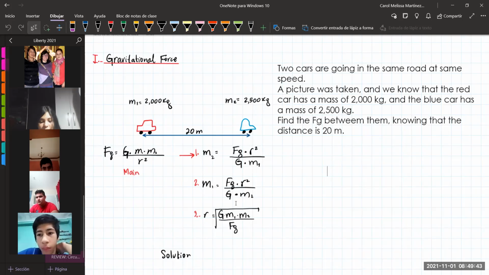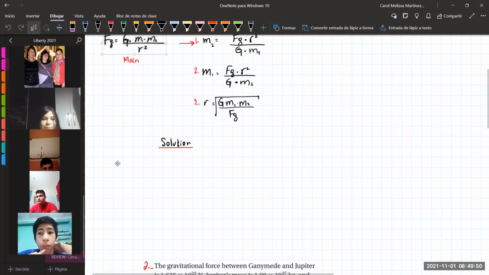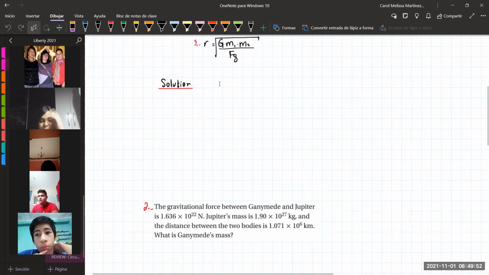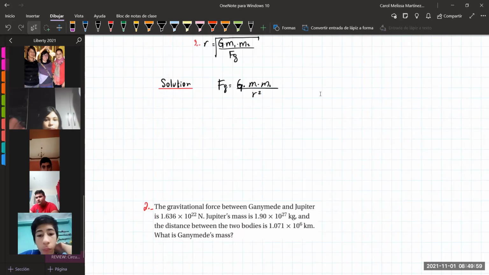I'm going to be using the main formula. I'm going to copy and paste because I'm this level of lazy. Don't tell anyone, it's between us. Okay, so you write the formula over here, and let's see.